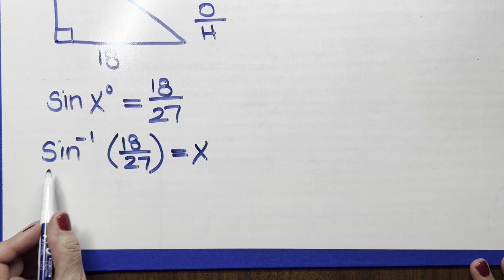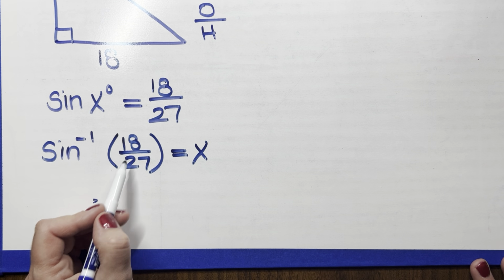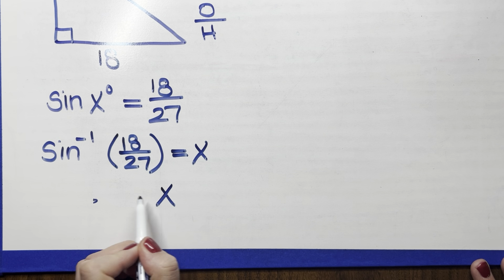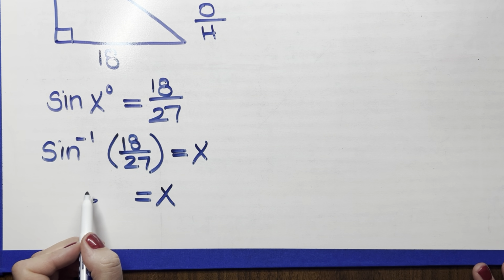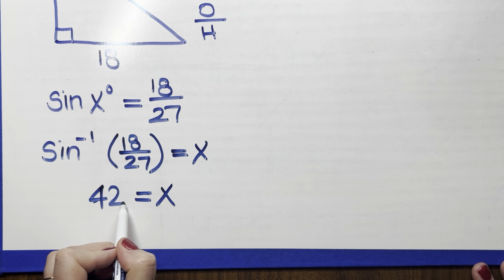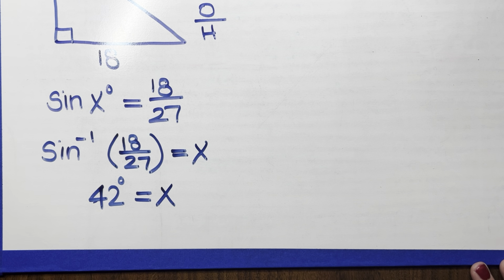So I'll give you a moment to plug in inverse sine of 18 over 27, and we will round to the nearest degree. In this case, x is 42 degrees.